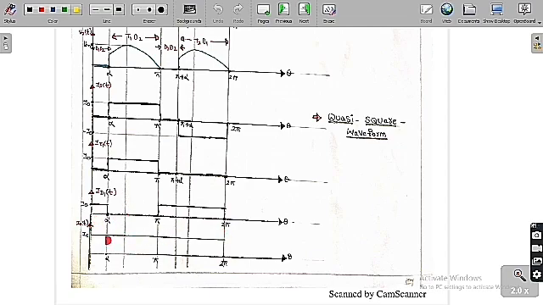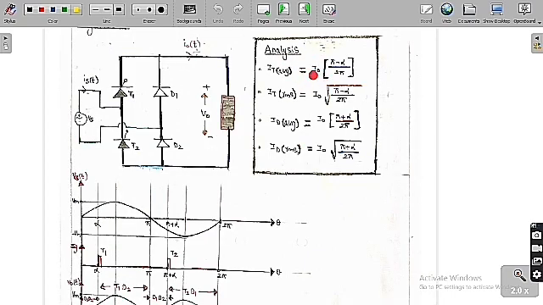I have already told you the load current is always constant, because we have assumed that the load inductance is very high. Because of that the load current is always constant. Now we are going to do some more analysis of this circuit.